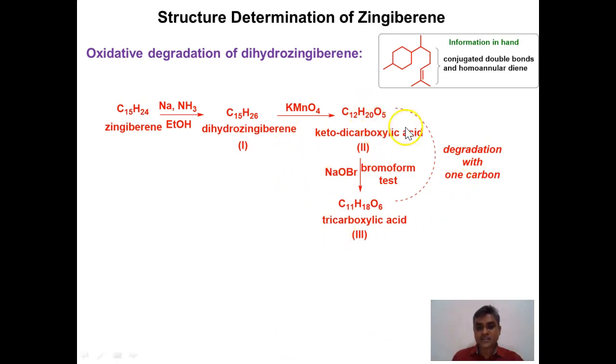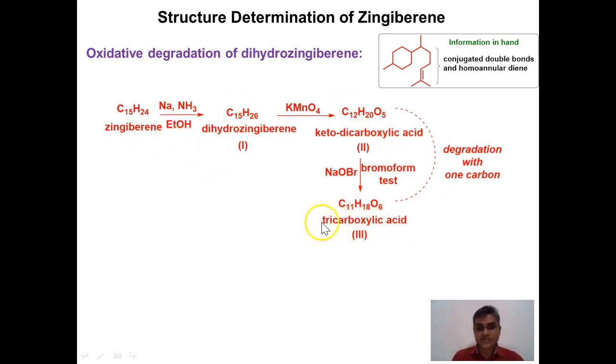the bromoform reaction is a characteristic reaction of methyl ketones. We are getting one less carbon atom. It is lost in the form of CHBr3. Bromoform is formed as a side product and the rest is converted into carboxylic acid. So we get now here another tricarboxylic acid.